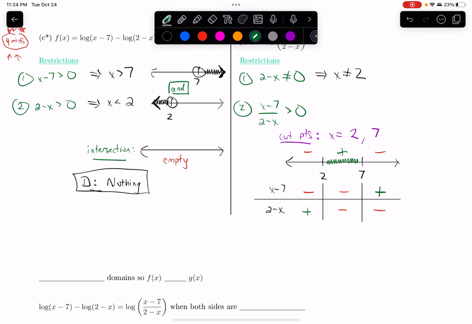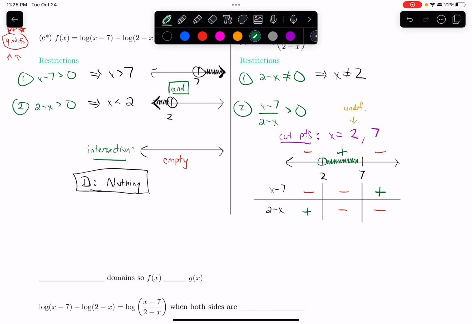I'm deliberately leaving the cut points blank for right now because I've got to think about if they're open circles or closed circles. So remember that a cut point that's undefined because it makes the denominator 0, and that's 2. 2 is the undefined cut point. If you plug that in, it'll make the denominator 0, and that makes this whole fraction undefined. And then the inequality is just not going to be true. It breaks the inequality because one side is undefined. So the undefined cut point is always open. We've seen that a number of times now.